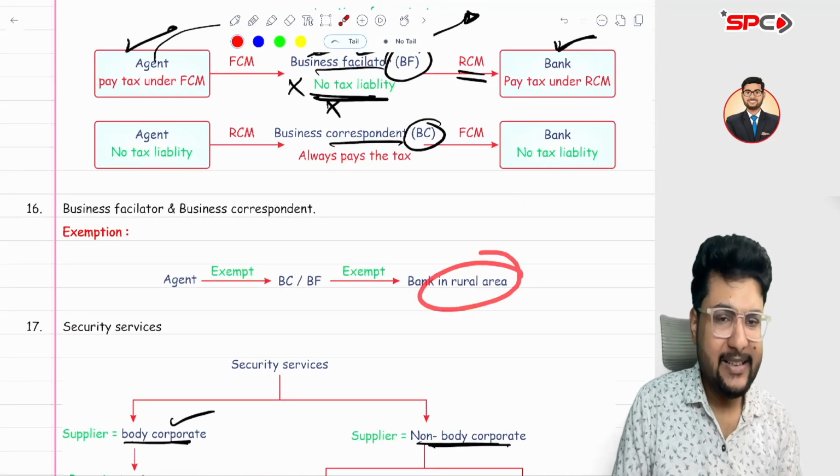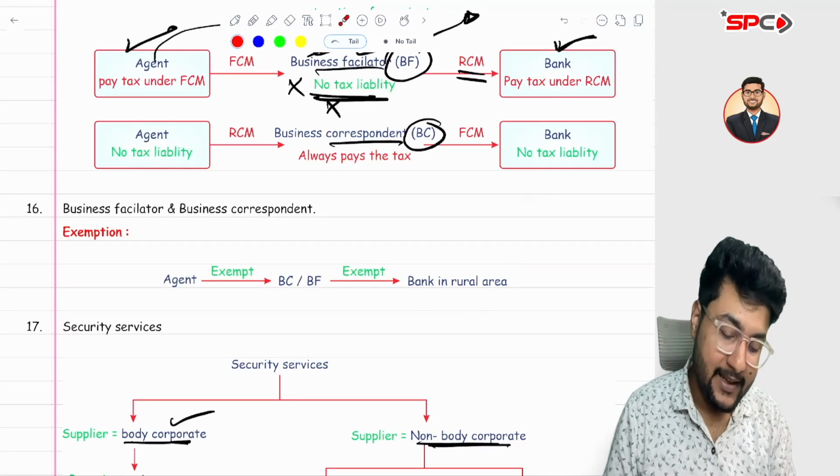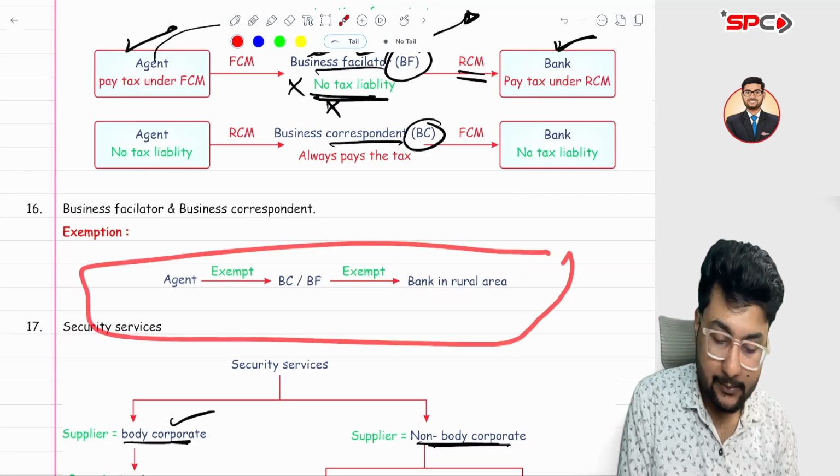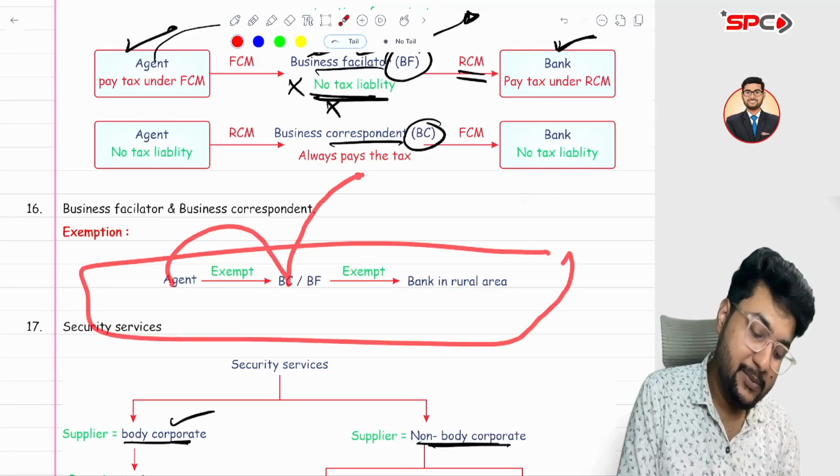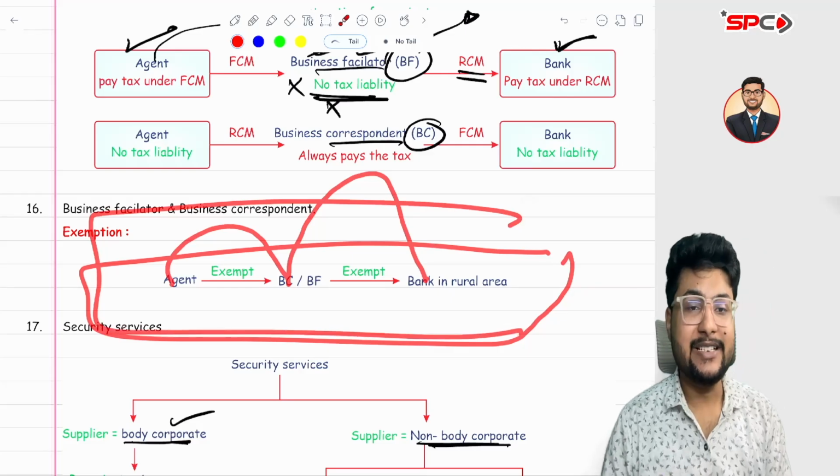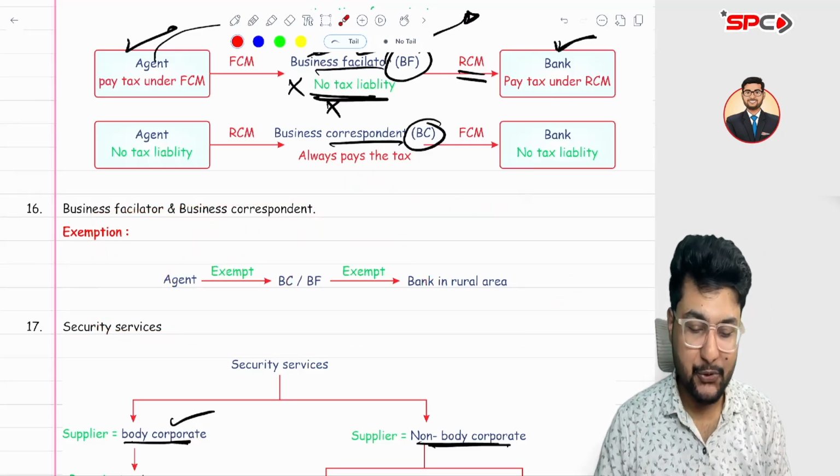But in case the bank is a very rural area bank, then in that case the whole transaction will be exempt. Meaning agent to BC, and BC to the rural bank, the whole entry will be exempt. I hope it is clear to you.